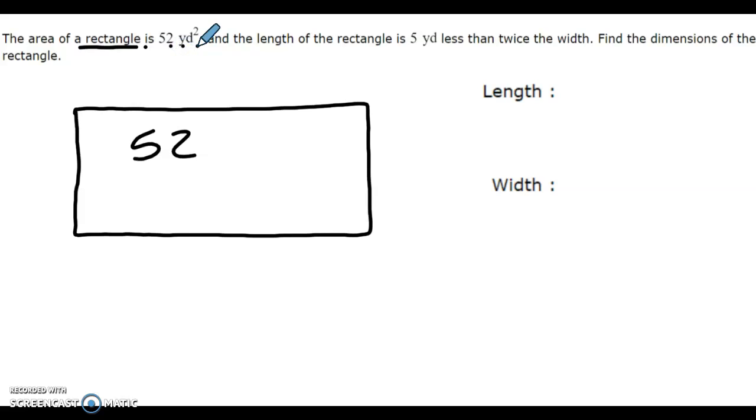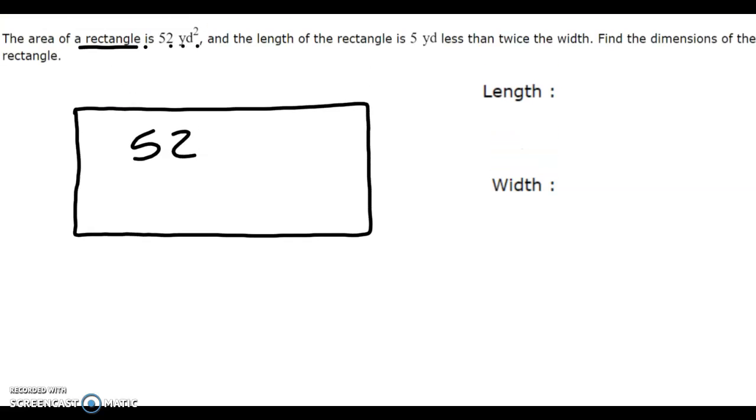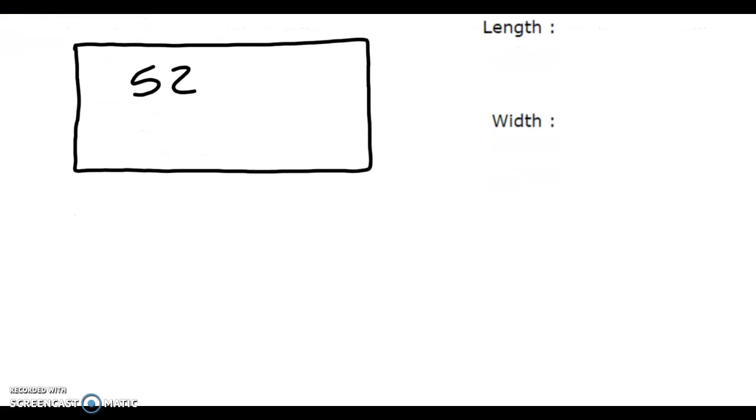So in order to find the area of this rectangle, as of right now, we're just cutting off our information right there. I'm not going to read the rest of this yet. As of right now, we know that this rectangle has two things being multiplied together to equal 52. The formula for finding the area of a rectangle is your length times your width. I think we all know that.